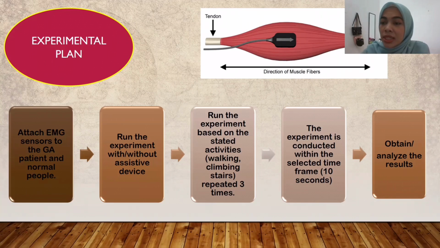Run the experiment based on the state activities, which is walking and climbing. The experiment is repeated 3 times to collect the data and for me to evaluate the average. And the next is the experiment is conducted within the selected time frame, which is 10 seconds. So the patient and the normal people are required to walk for 10 seconds, and I record the muscle activity of them. And the last one is obtain and analyze the results.